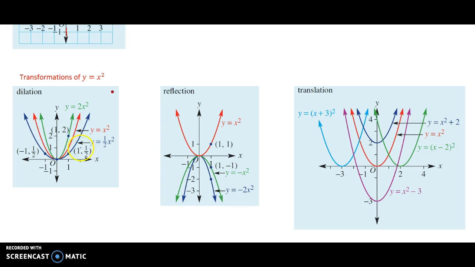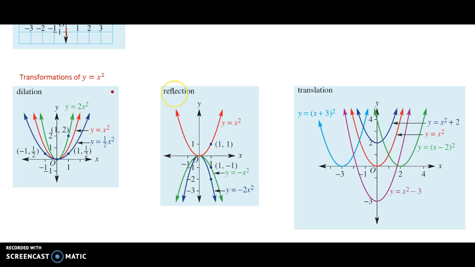And again, we can find this coordinate by substituting in the point. So if we substitute in x equals 1 into y equals a half x squared, we'll get y equals a half times 1 squared, which gives us y equal to a half. So we've got the coordinate x equals 1, y equals a half. Now the next transformation we'll look at is reflection.